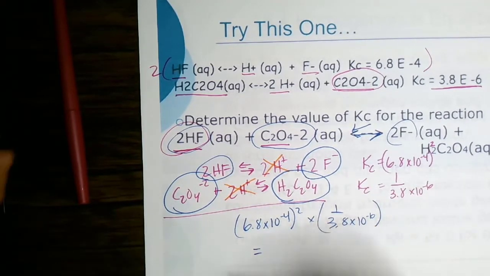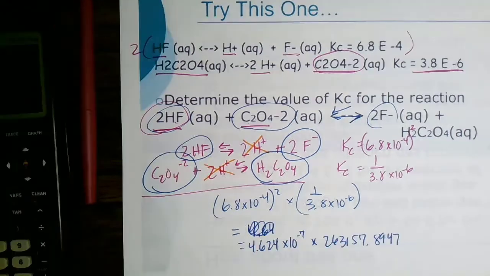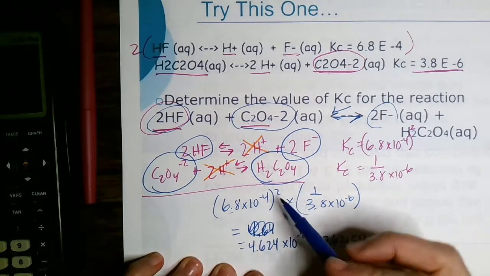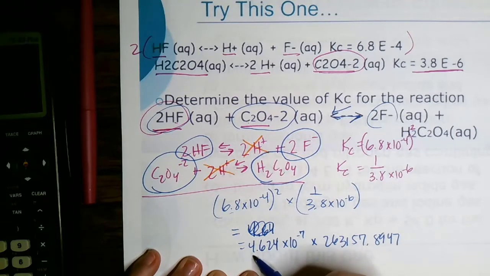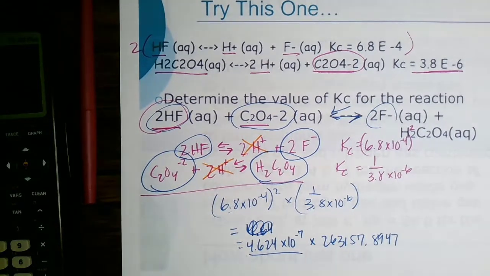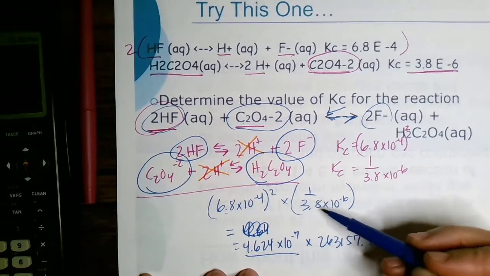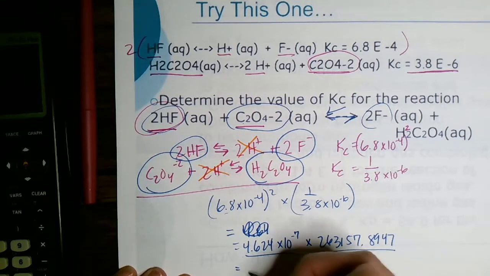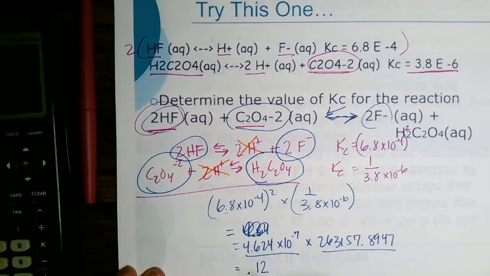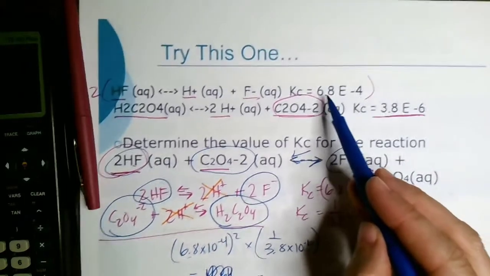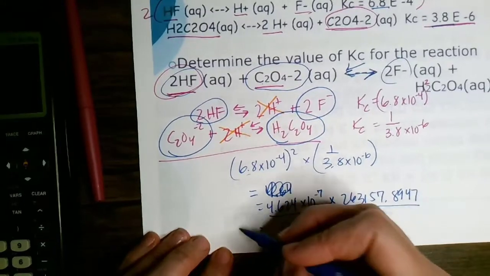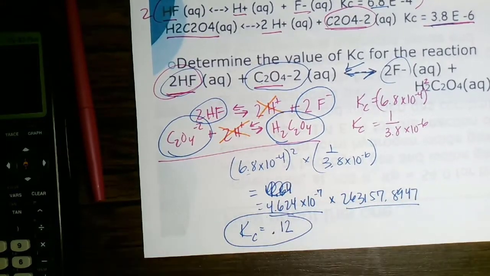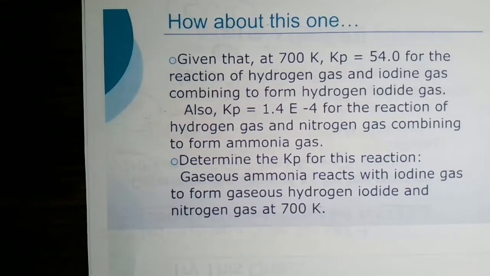And let's just do our math here. When I squared my 6.8 times 10 to the negative 4th, I got 4.624 times 10 to the negative 7th. 1 over 3.8 times 10 to the negative 6, I got this very large number. And when I multiplied the two together, I got 0.12 with sig figs. I'm going to 2 sig figs because that's what my Kc up here is, 2 and 2. So my Kc value for this net equation is 0.12. Good work on that last one. Okay, let's try another one.